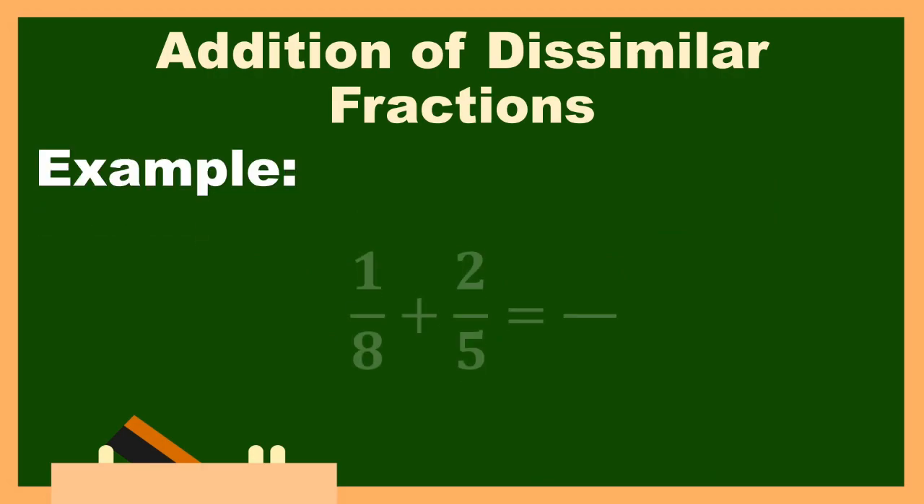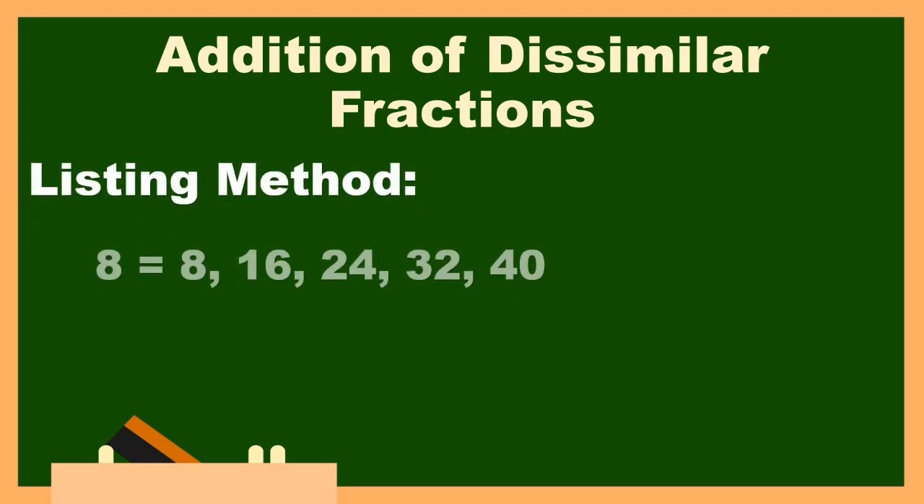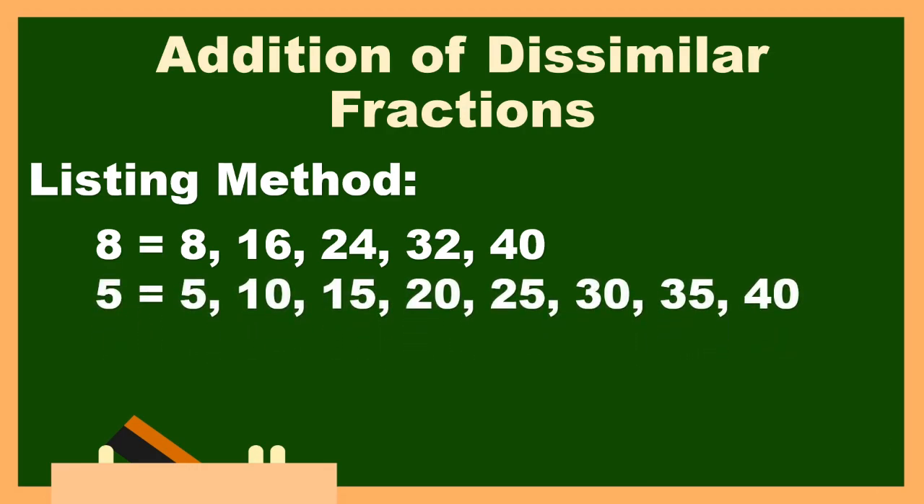Another example, 1/8 plus 2/5. Now, by listing method, we can get the least common multiples of 8 and 5. So, for 8, ang kanyang multiples ay 8, 16, 24, 32, and 40. At sa 5 naman, ang kanyang multiples ay 5, 10, 15, 20, 25, 30, 35, and 40. Then, let us look for their common multiples. So, ayan po, 40 ang kanilang common multiples, and 40 will be our LCD.